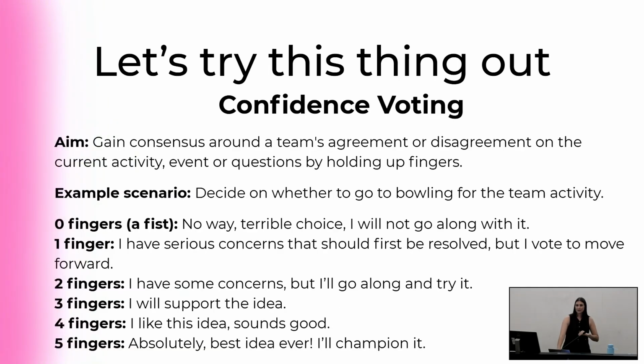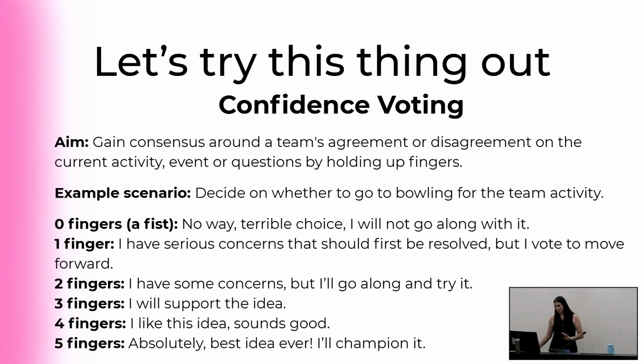Okay, I've got a little interactive component here, and you don't have to move from your seats. You don't even have to open your mouth if you don't want to. So I think everyone can hopefully contribute to this one. This is a practice called confidence voting. What it aims to do is gain consensus around a team's agreement or disagreement on the current activity, event, or questions by holding up fingers. Our example scenario is, do we go bowling for the team activity?